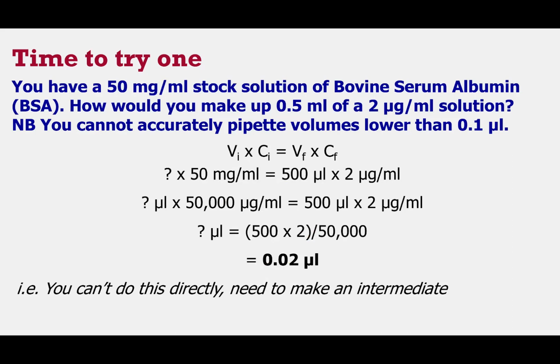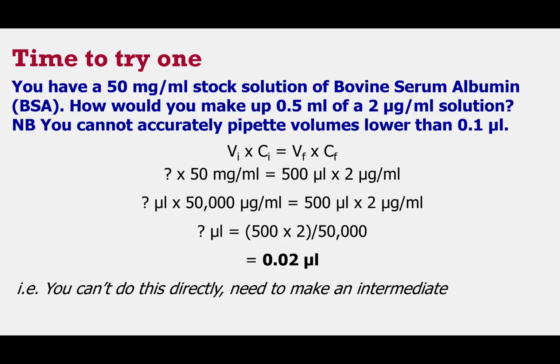Okay, well, let's have a look and see why it is that we need to use an intermediate in this case. If I was to try to go straight from the stock solution at 50 mg per mil through to my final concentration at 2 micrograms per mil, here would be the difficulty. So I'm starting with, as always, initial volume times initial concentration is final volume times final concentration. I know that my stock concentration is 50 mg per mil. I know that my final concentration is 2 micrograms per mil.